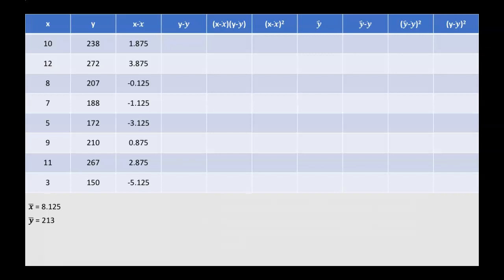So, pretty similar to what we just did, but now with our y values. So we have all of our y values there in the second column, and we want to subtract 213 from each of them. So 238 minus 213, 272 minus 213. And we get these values. And once again, some will be positive and some will be negative.